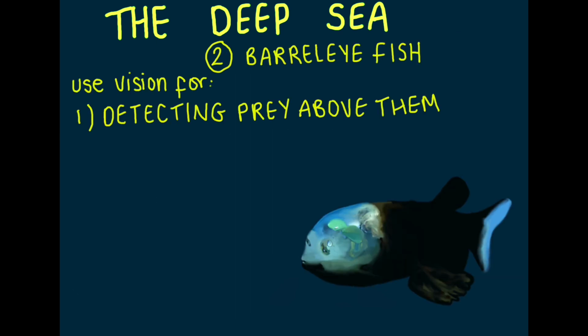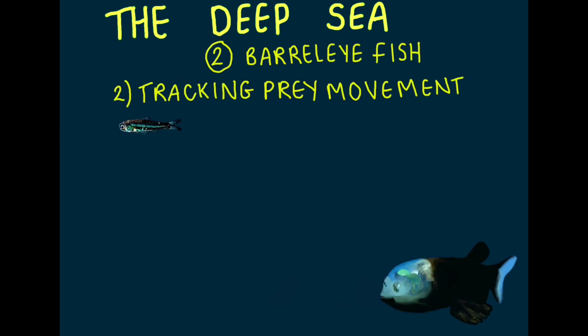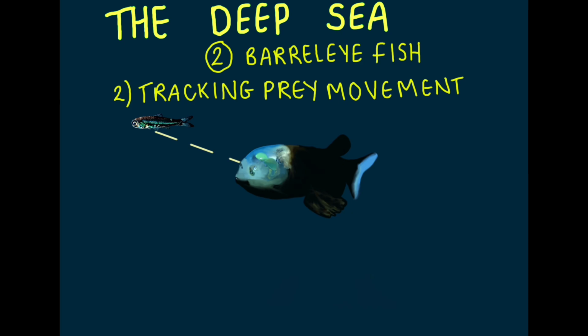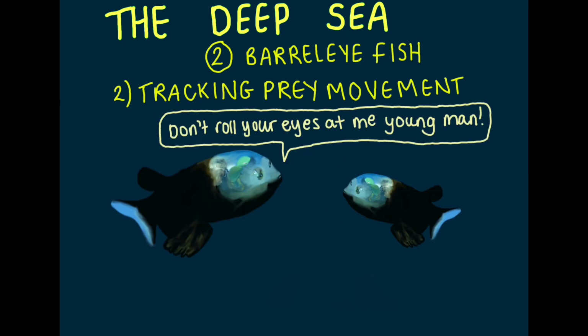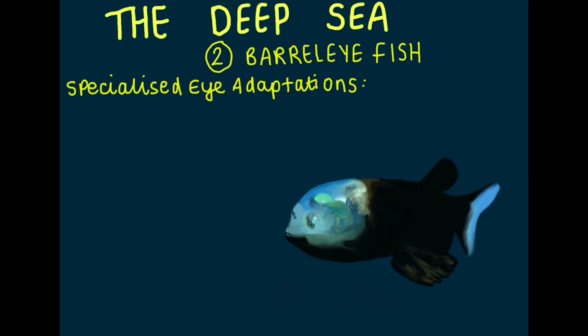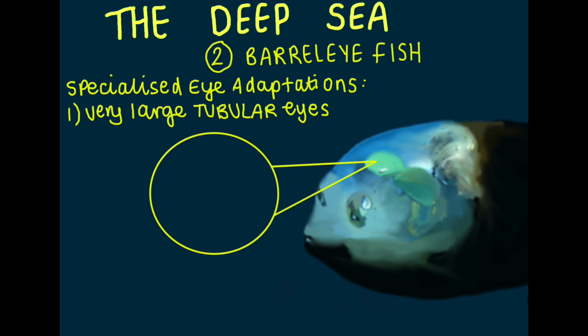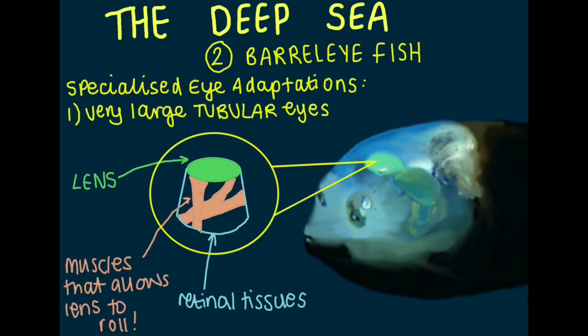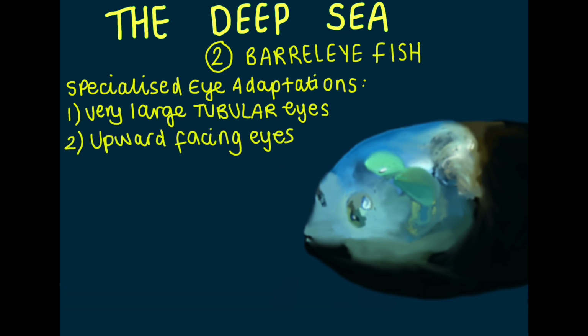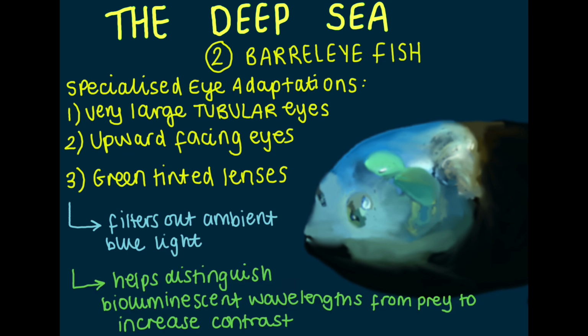The barrel-eye fish uses vision to detect lanternfish above them, and by rolling their eyes with specialised muscles, they can track prey movement above them. They have specialised eye adaptations for this. The tubular green eyes have muscles to allow them to roll upwards to see through their transparent heads and locate the bioluminescent wavelengths of prey.